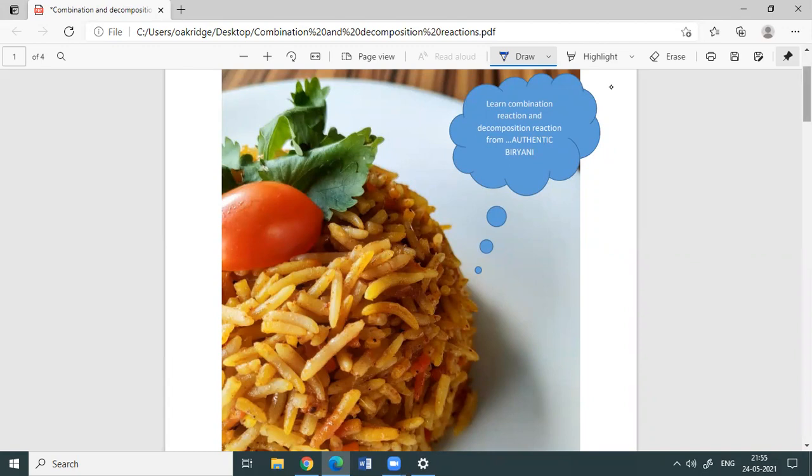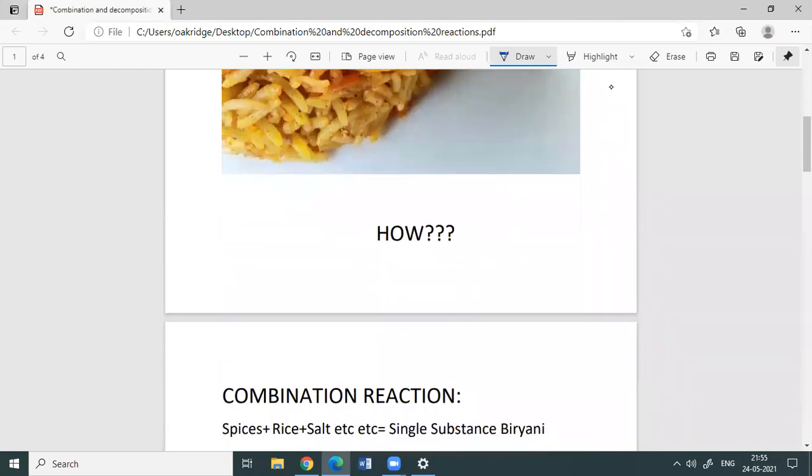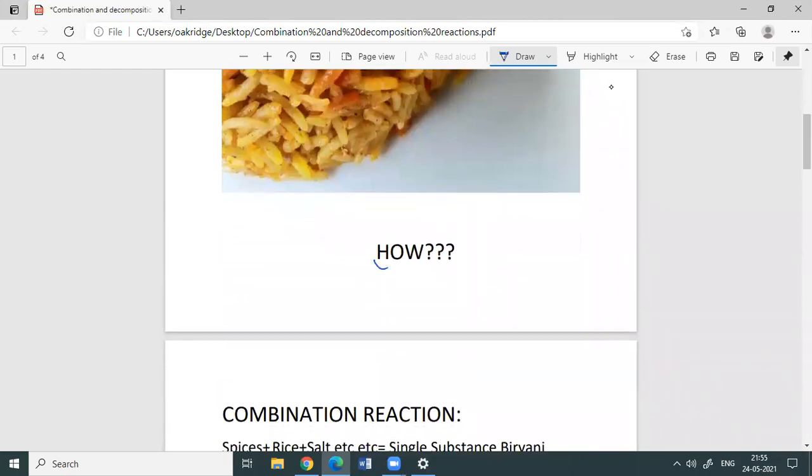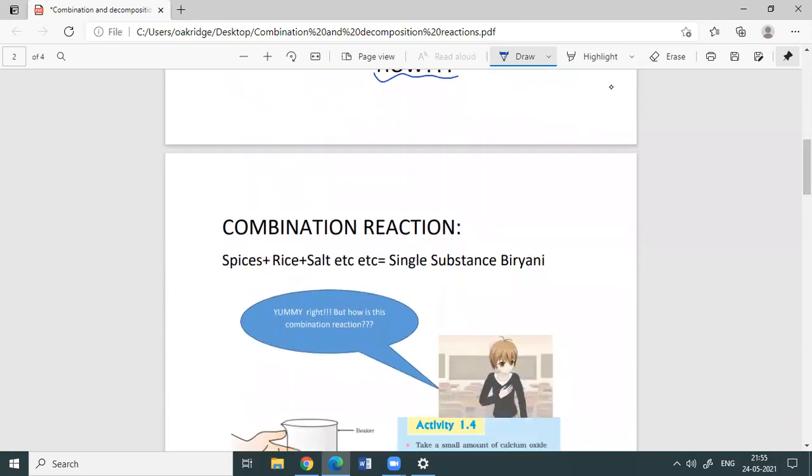So let's get into the topic. Yummy biryani is here, but how can you learn from this biryani? Combination reaction, children, is the first type of reaction which you will witness in the grade 10 textbook of chemical reactions and equations. For making this biryani, what do you need?